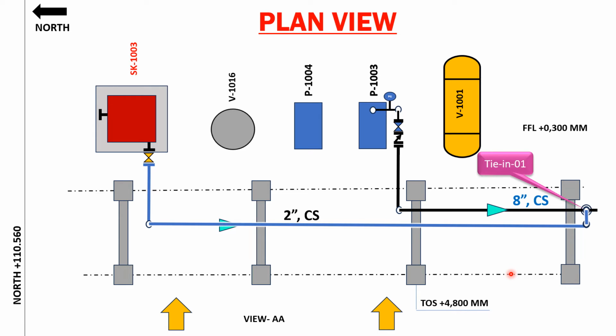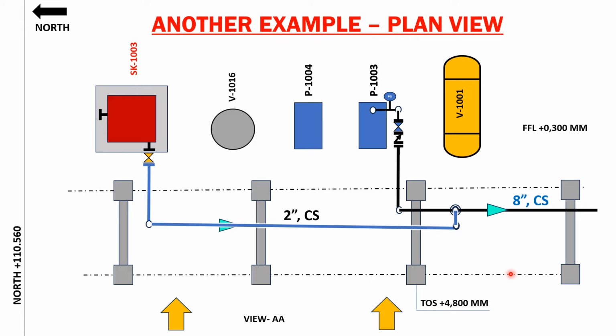For educational purposes, I'm going to discuss another example. Say, for example, if there is no spare nozzle, then what you have to do is connect this line into the existing piping itself. In order to make a connection in the existing piping, you have to make a T, right?